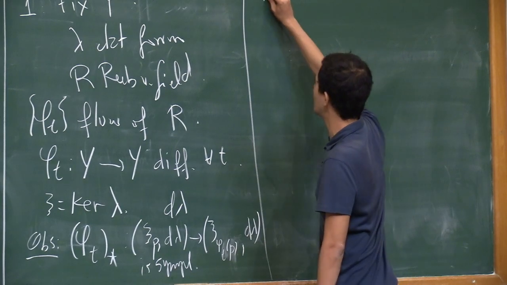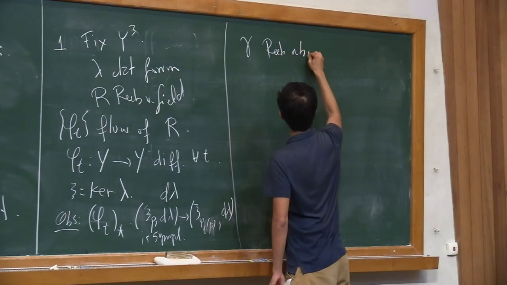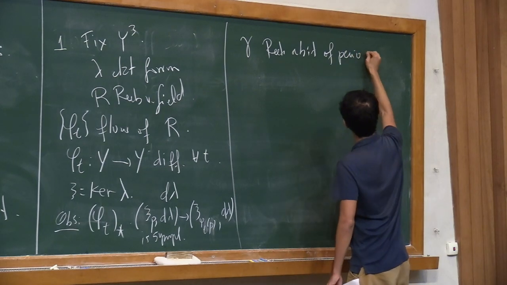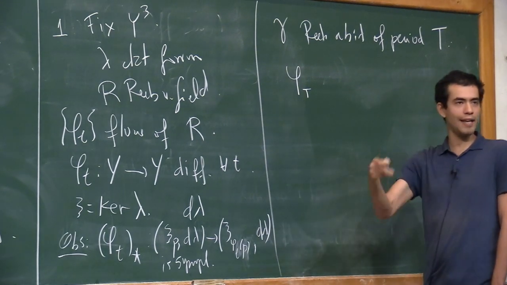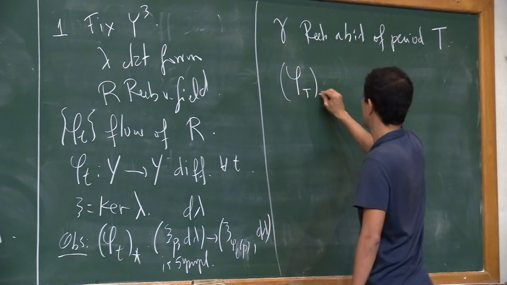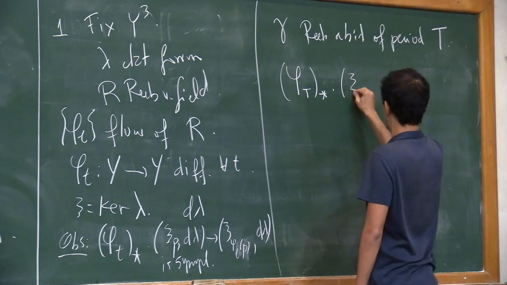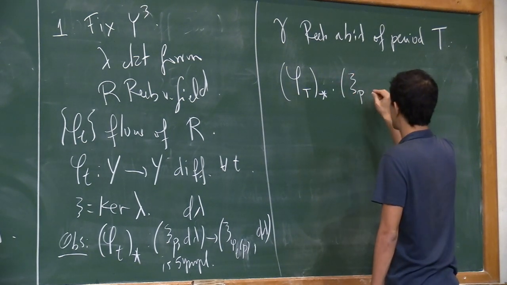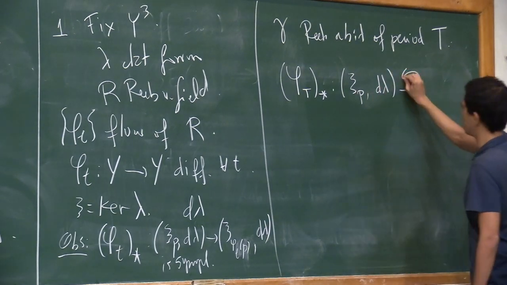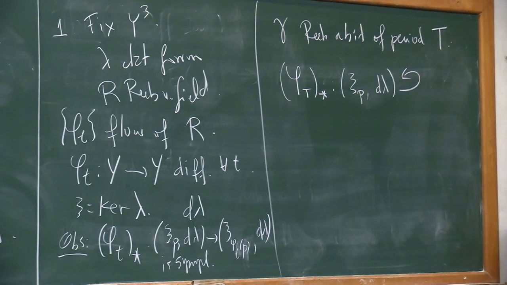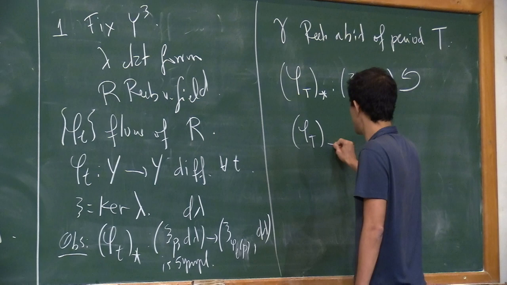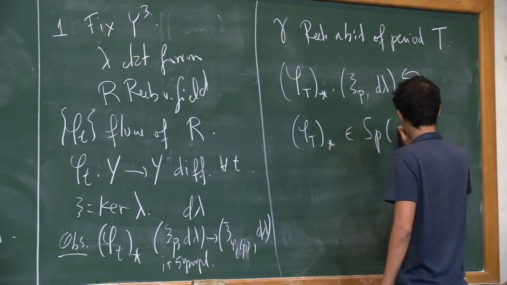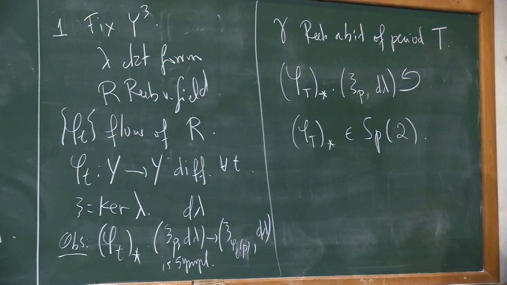Which means that if gamma is a Reeb orbit of period capital T, then phi T takes any point on it to itself. So when you take the push forward, it will be a symplectomorphism from xi at p with d lambda to itself. We can think of it as just a symplectic matrix under some trivialization. It's a 2x2 symplectic matrix, so it has determinant 1.